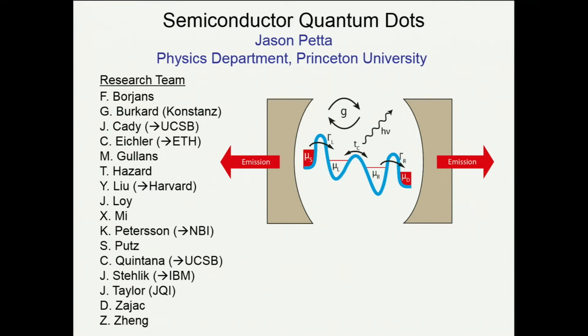All right, good morning, everyone. Hope you've enjoyed the school so far. I'm going to talk about device physics and namely how we can control the spin degree of freedom in systems that are called semiconductor quantum dots.